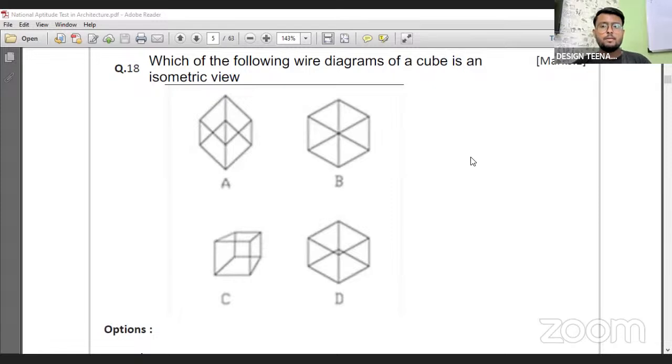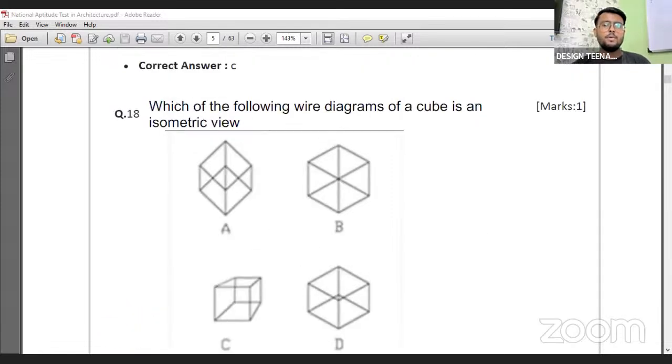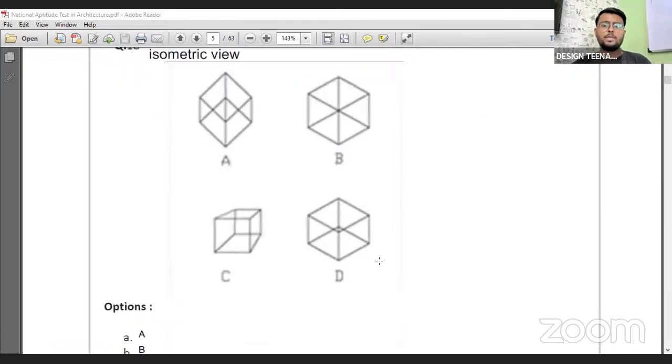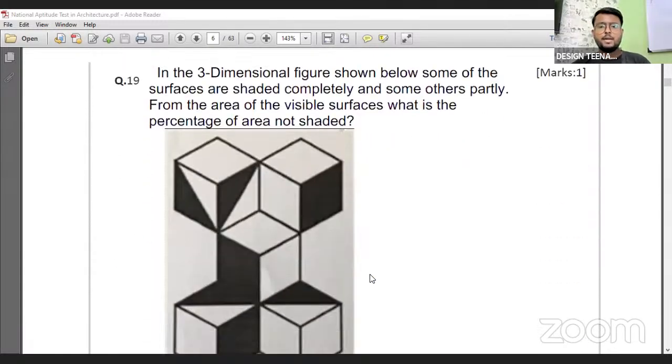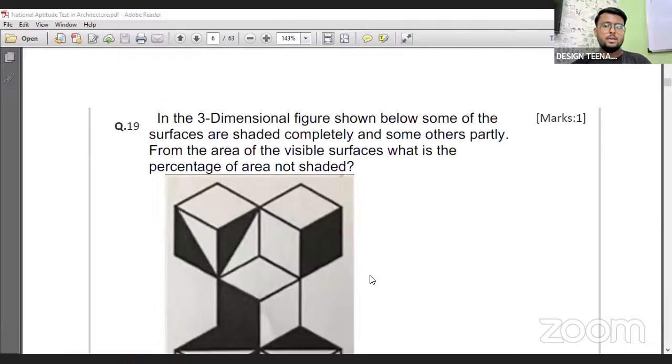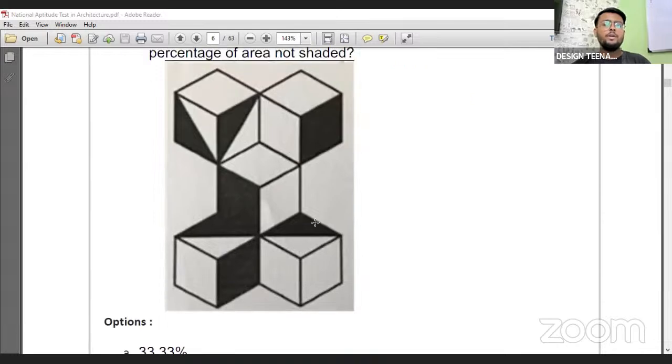Clear? Yes, fine. Let's proceed ahead. So now, after question number 17, we have questions related to reasoning, again 1 mark questions only. This is a 3-dimensional figure shown below. Some of the surfaces are shaded completely and some are partly shaded. What is the percentage of area not shaded? So how will you determine this?